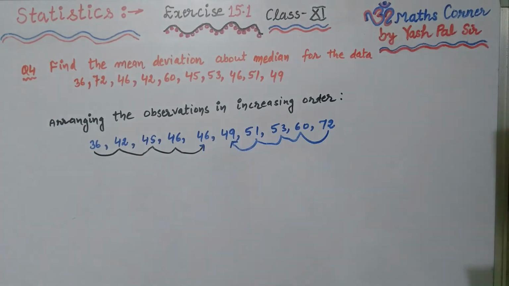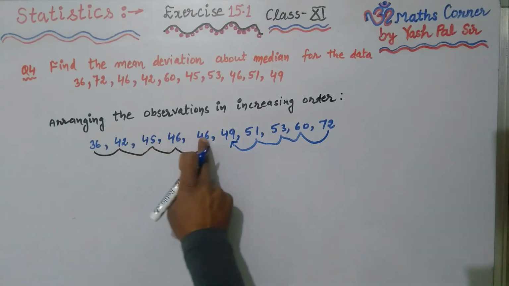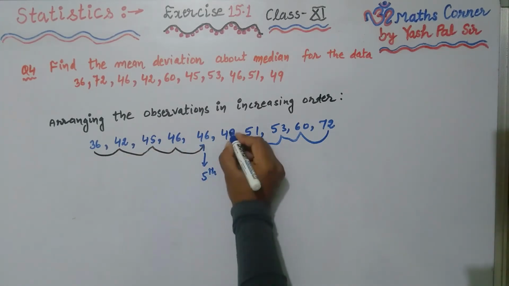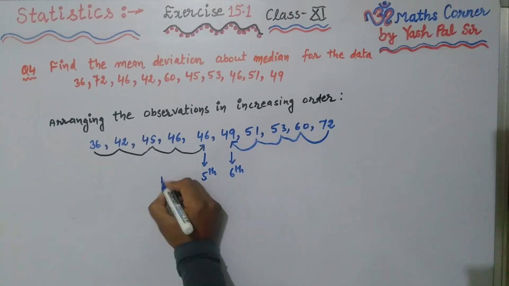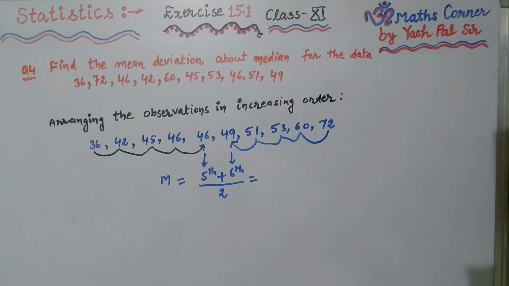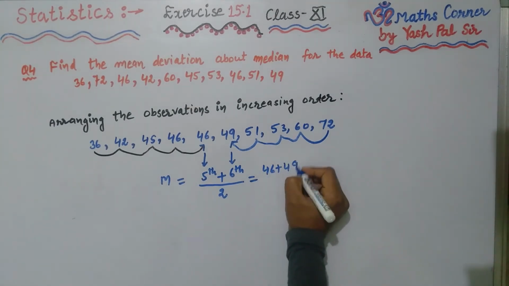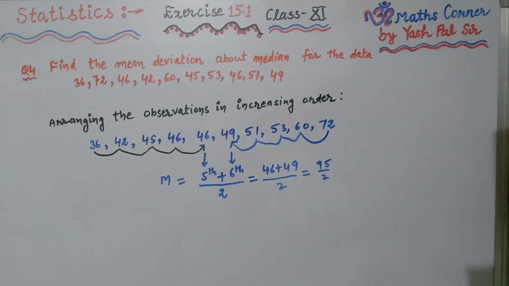These two terms are in the middle. So 46 means the fifth observation, and 49 means the sixth observation. So how to find the median? Median is equal to the fifth observation plus the sixth observation divided by 2. So the answer is 46 plus 49 divided by 2, which is equal to 95 by 2, 47.5.